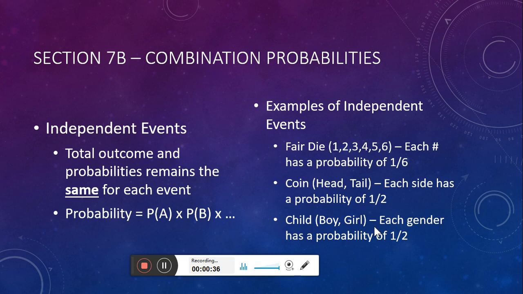Now on the right hand side, we have examples of independent events. The first example is a fair die. And again, we have 6 numbers on this fair die, 1, 2, 3, 4, 5, and 6. Each number has the same probability of 1/6 of a chance of occurring when you're tossing the fair die. Another example is a coin, which has heads or tails. Each side has the same probability of half a chance of occurring when you're tossing this coin. Another example is a child, a boy or a girl. Each gender has the same probability of half a chance of occurring.